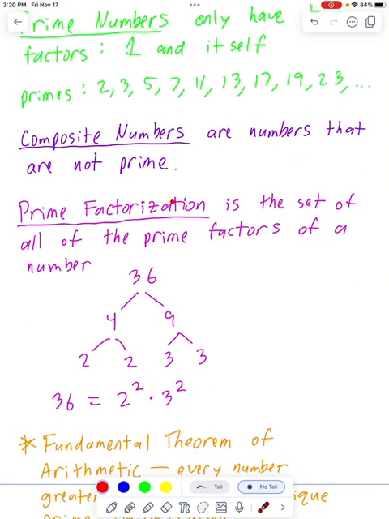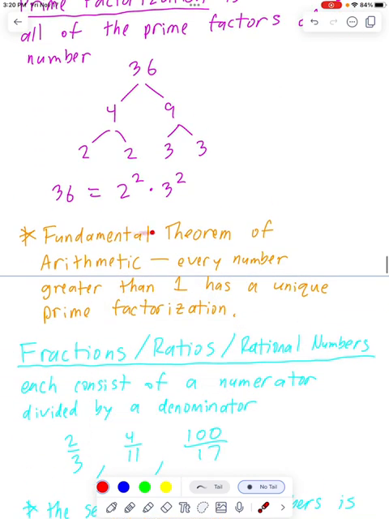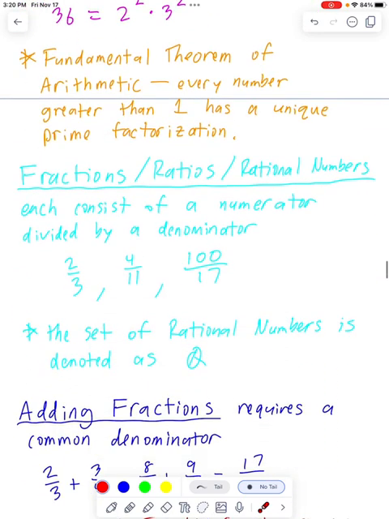A prime factorization is the set of all prime factors of a number. So 36 would have this prime factorization. And there is the fundamental theorem of arithmetic that says every number greater than 1 has a unique prime factorization. Now, there are fractions, ratios, or rational numbers.